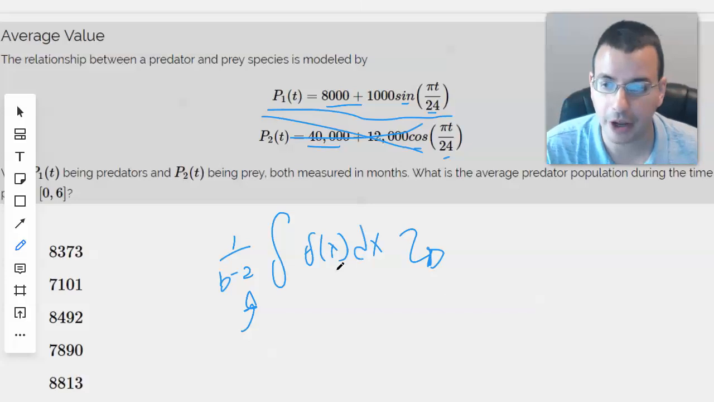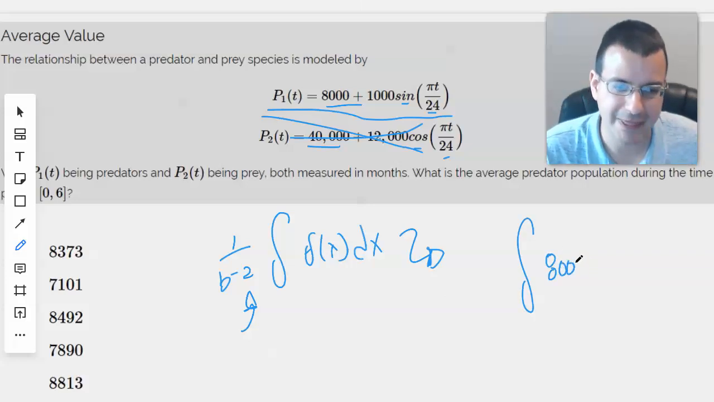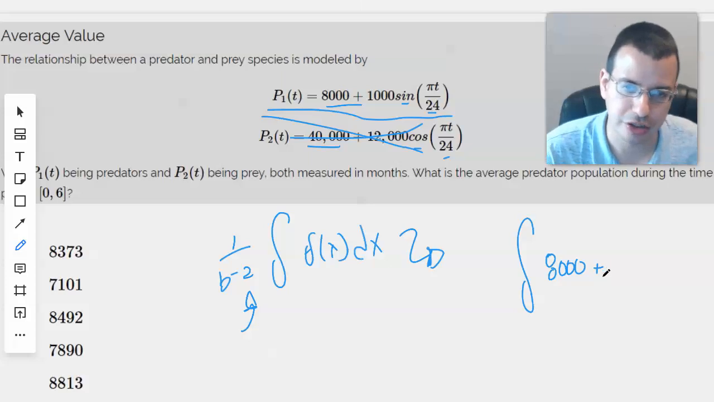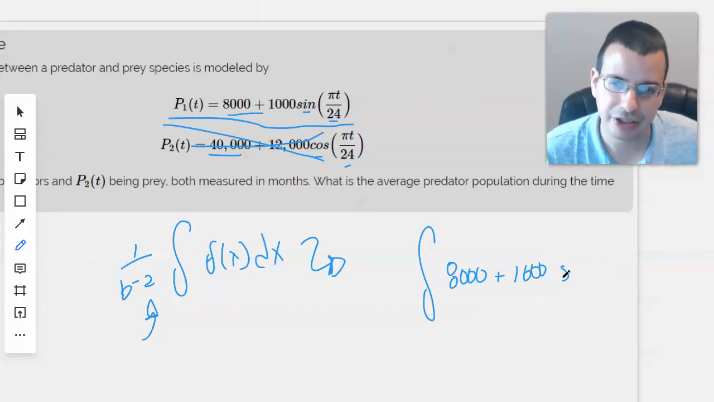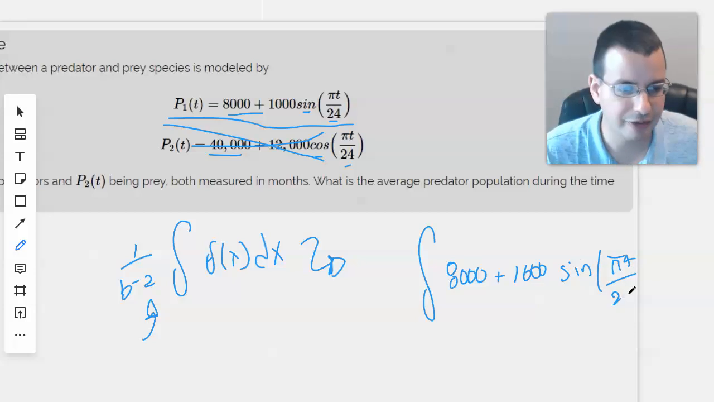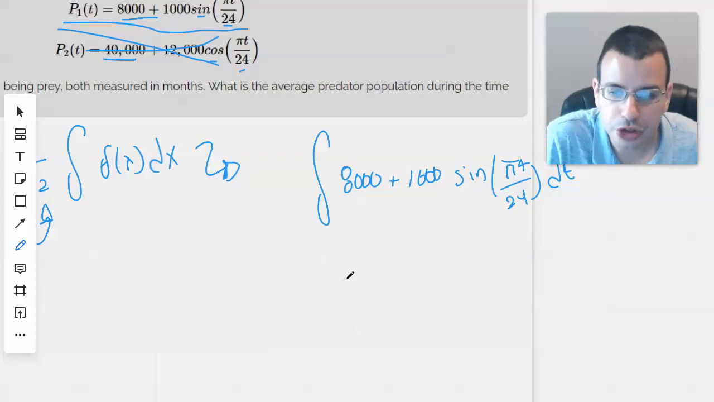Okay. So integral 8,000 plus 1,000 sine of pi over 24 t. Well, this will definitely never be over 9,000. Okay. So we have the integral.